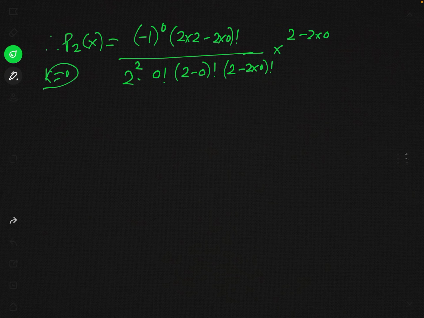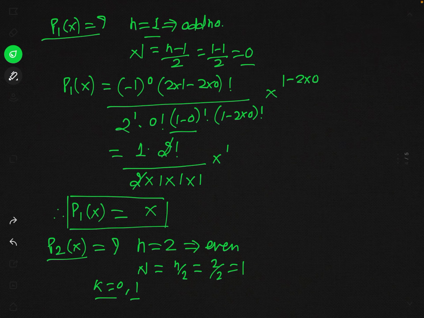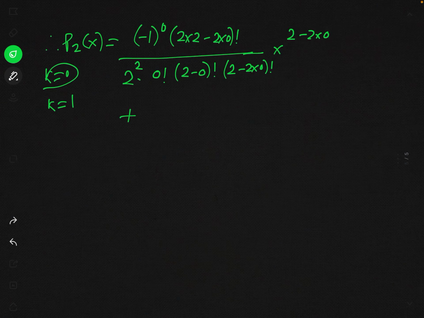Actually this term has come when you have taken k equal to 0. Now plus, now we will take k equal to 1. Why? You have seen that the upper limit of summation is 1, so now we will take k equal to 1. So minus 1 to the power k, and k is now 1.